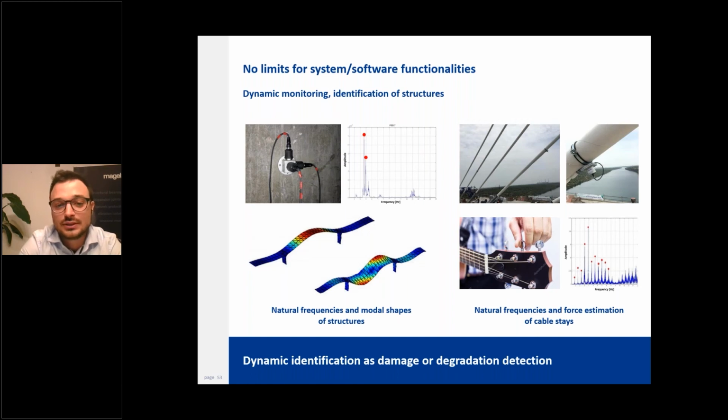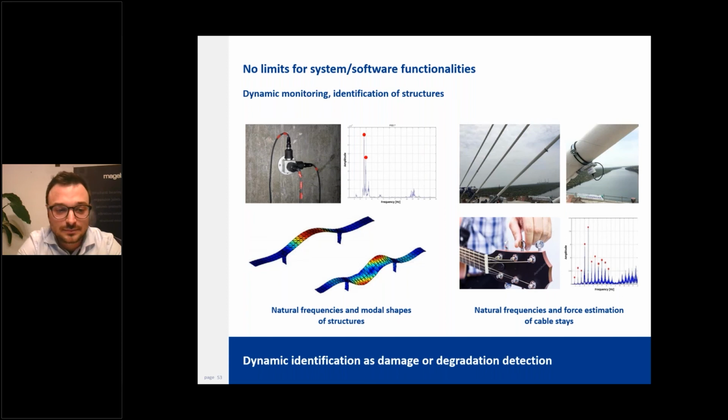This is actually the goal of the analysis. A change in the frequencies or modal shapes could indicate a change in the structure or a change of certain material properties, or, for example, increasing cracking, which also reduces the stiffness of the structures.